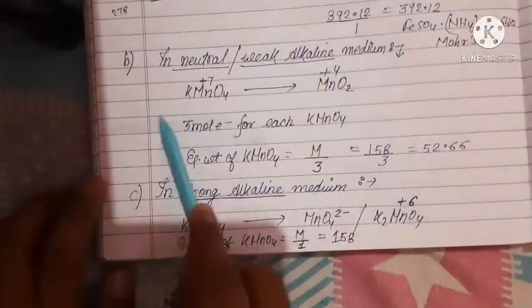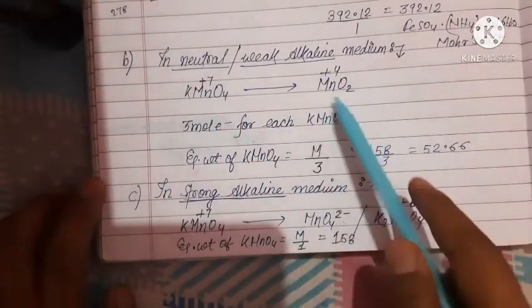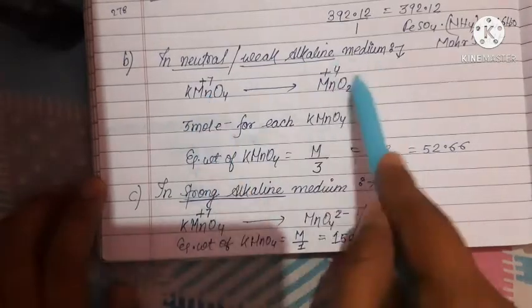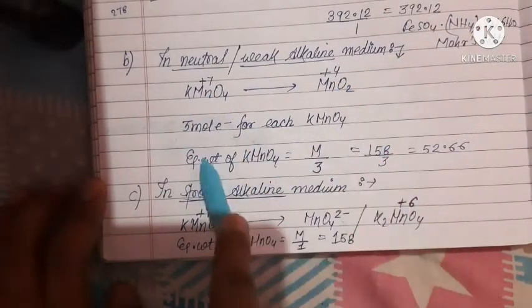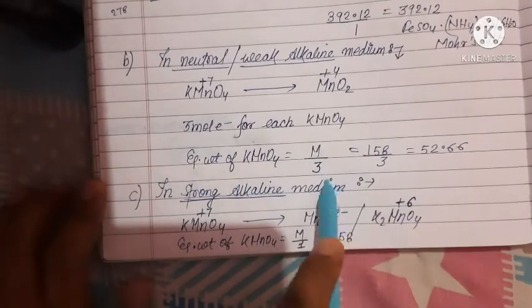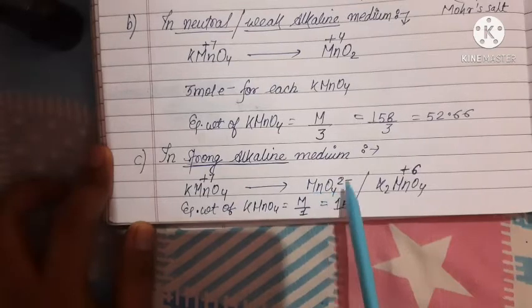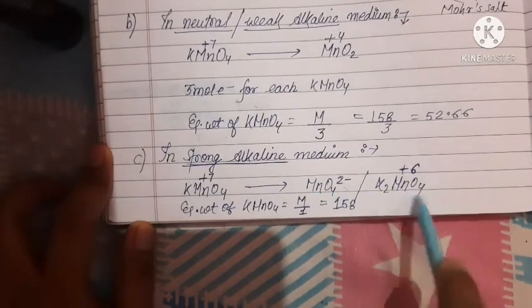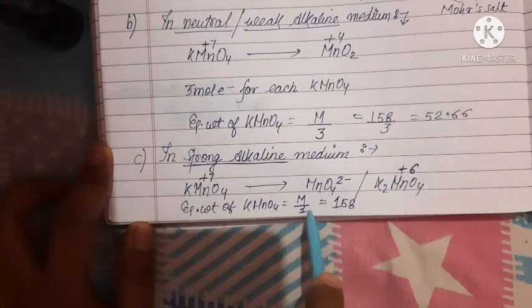Now, in neutral or weak alkaline medium, KMnO4 changes into MnO2 from +7. It goes to +4, so it gains 3 moles of electrons for each KMnO4. So the equivalent weight of KMnO4 equals M by 3. In strong alkaline medium, KMnO4 goes into MnO4 2-, or you can say K2MnO4. So from +7 it goes to +6. So the equivalent weight of KMnO4 equals M by 1.